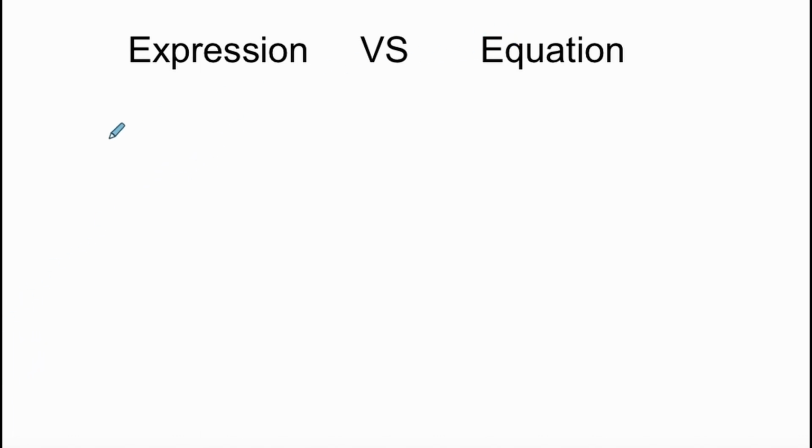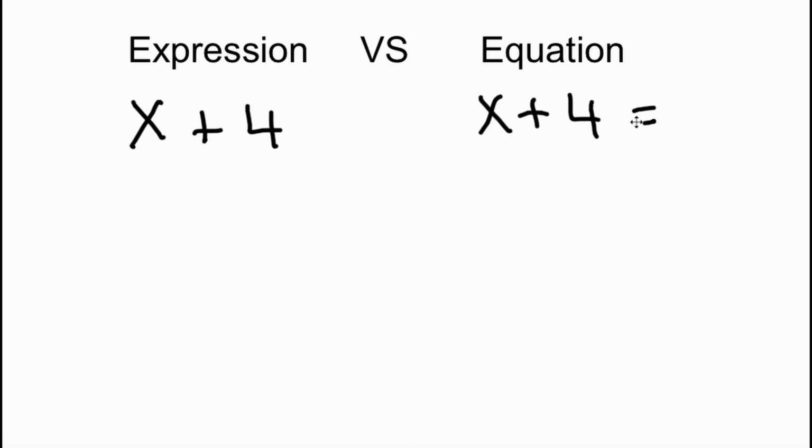Now, expression versus equation. On the left here, I'm going to write an expression. Let's say we have the expression x plus 4. Now, as of right now, this is simply called an expression. You have the variable x plus the number 4. Now, on the right, I'm going to write the same expression, but now I am going to make it equal to a value. Let's say the total here will be, let's keep it easy, 10.